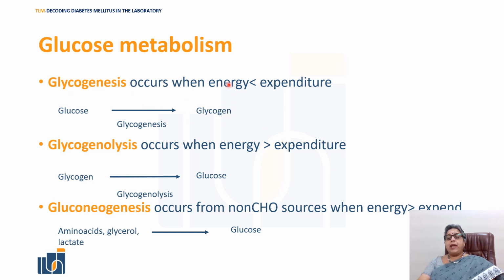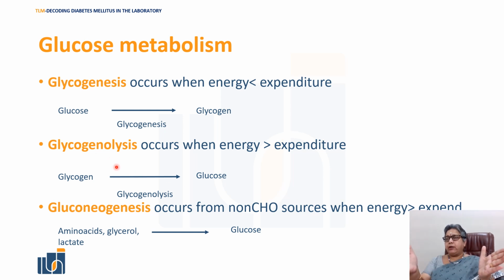It occurs when energy is less than expenditure. So you're expending more than you have. Glycogenolysis occurs when energy is greater than expenditure. So there is glycogen and it is broken down to glucose. Gluconeogenesis, neo means new, occurs when the non-carbohydrate sources are there, when energy is greater than expenditure. So you need more glucose.